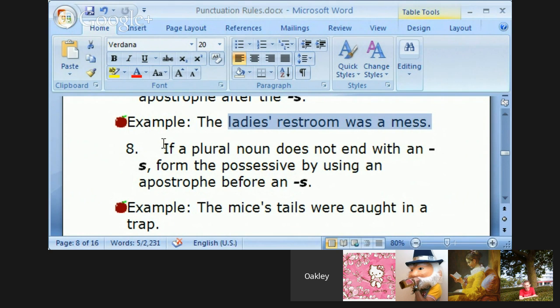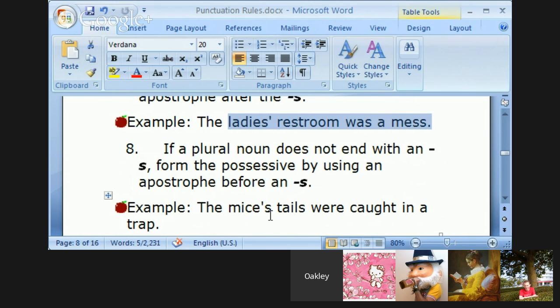Here's how we do it. If a plural noun does not end with an S, like children, you form the possessive by using apostrophe S. So children's would be the same way, in the example I just gave Aaron. Same thing here.